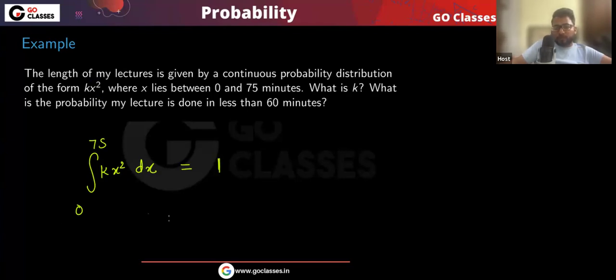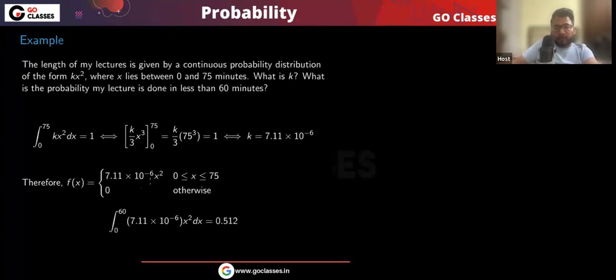So from here, it will be k times x³/3, from 0 to 75, and then it will be 1. From here, I think you can find the value, which comes out to be this, right? Now they are asking what is the probability that my lecture is done in less than 60 minutes? Then this is the probability, right? 0 to 60. So what does this mean? It means that the random variable x, which is telling you the duration of the lecture, right?